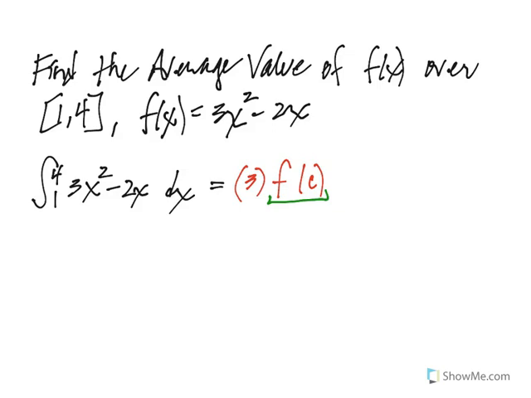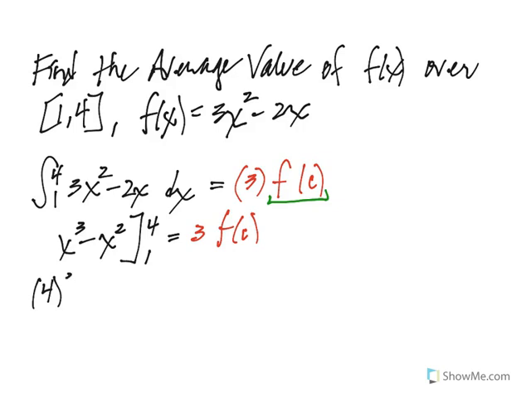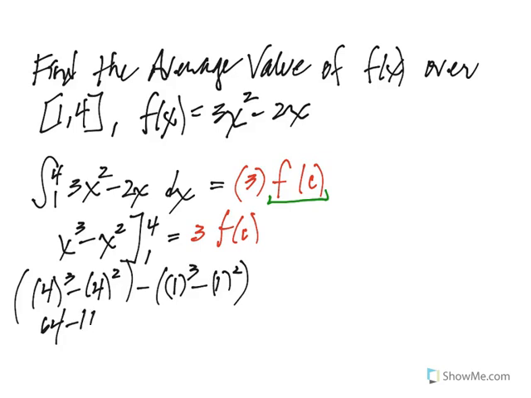Let's do it. All right, so the first thing I do is anti-derive. Power plus 1 over power plus 1, and I do them separately. Gives me x cubed minus x squared, evaluated from 1 to 4. I want to go 4 to the third minus 4 squared, all of that minus 1 cubed minus 1 squared. This gives me 64 minus 16 minus 1 minus 1. That's not 1 minus 1, that's 0. That gives you 0.